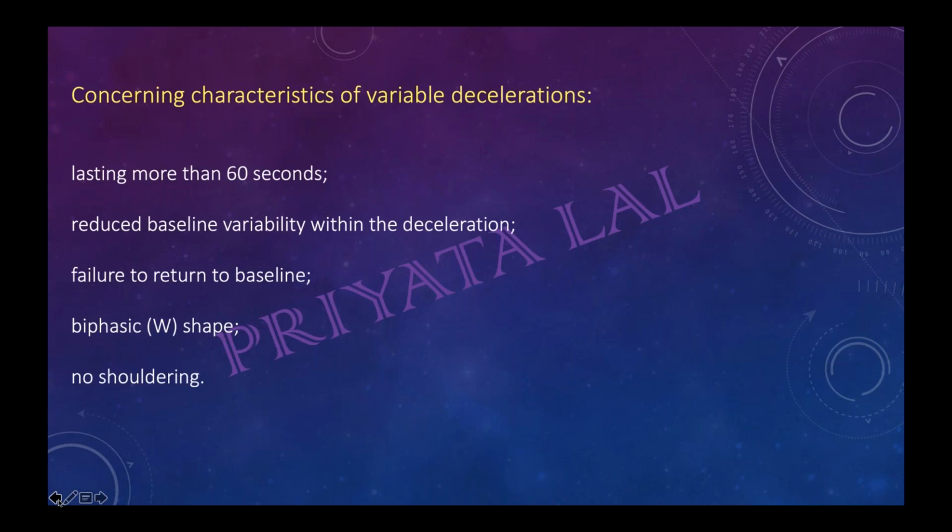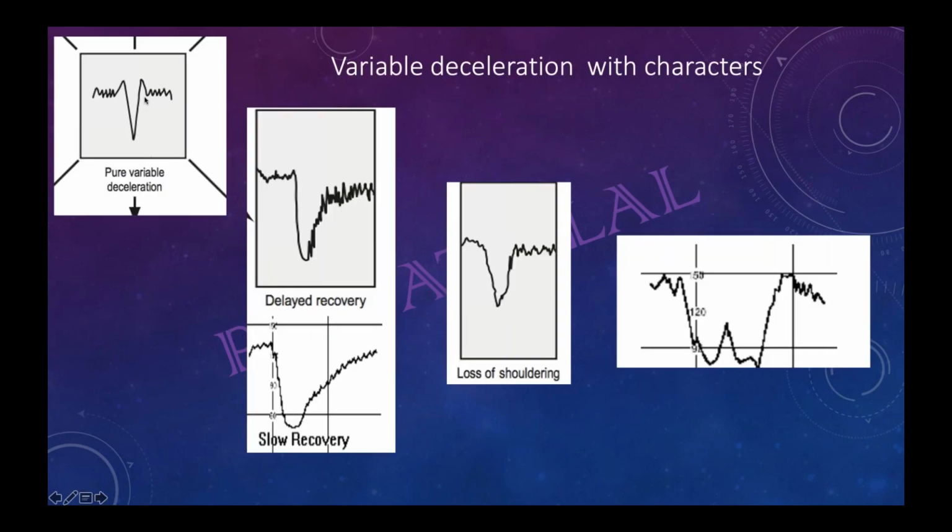This is copy pasted from the NICE guideline. Okay, I will show you these features. Fine, so this is good. This is variable deceleration. These are shoulders. Someone was asking about shoulders. So these are shoulders.